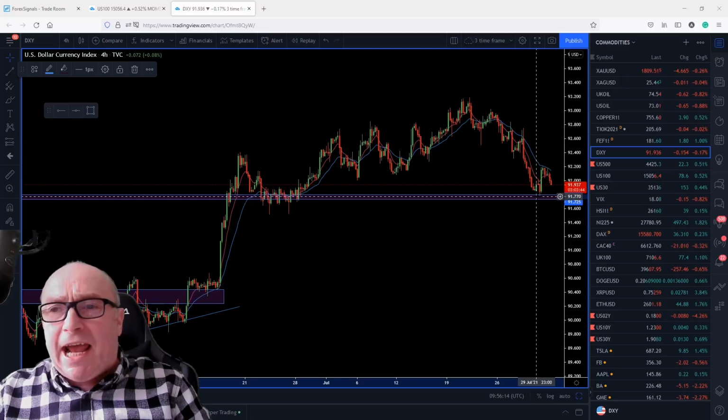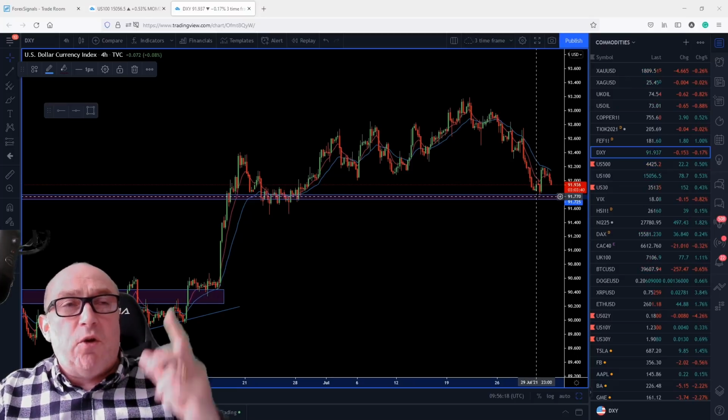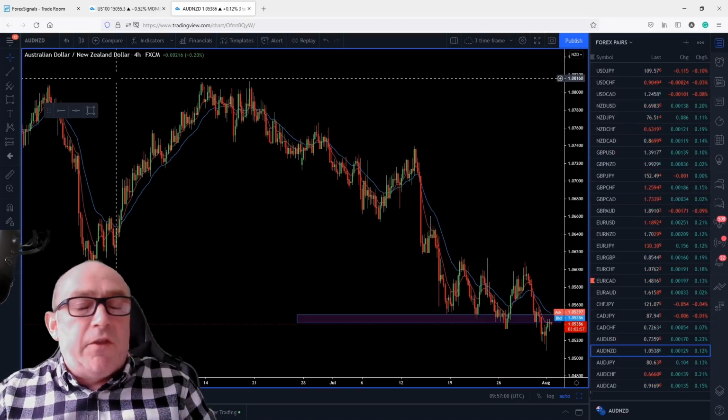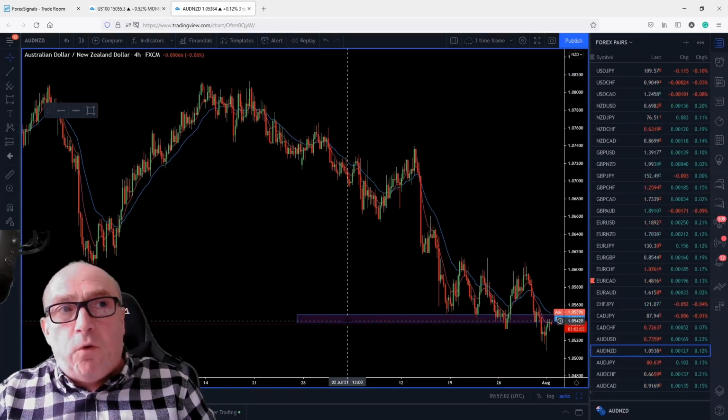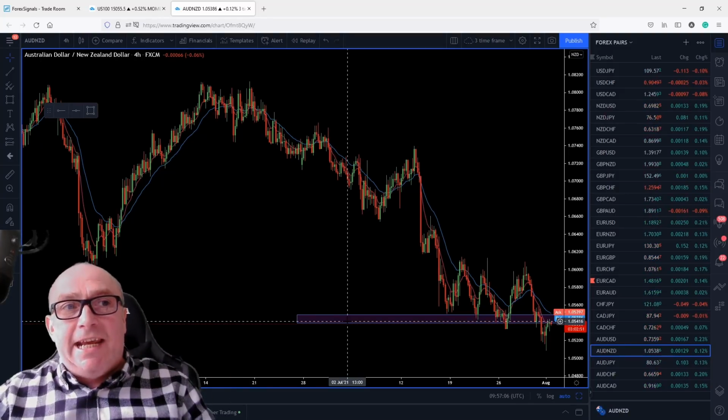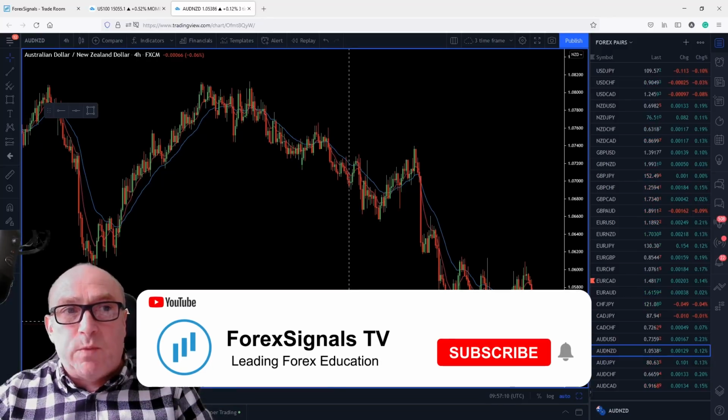Okay, now I want to look at the Australian dollar against the New Zealand dollar that I mentioned to you on the screens there. Okay, so this is the Australian dollar and the New Zealand dollar. This is a 4-hour chart. You can't help but notice that this is in a solid downtrend. It's been making a series of lower highs and lower lows as we go down.